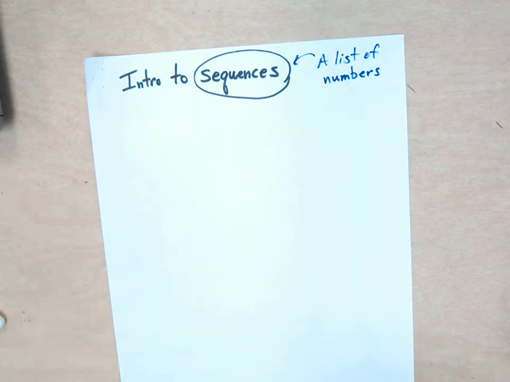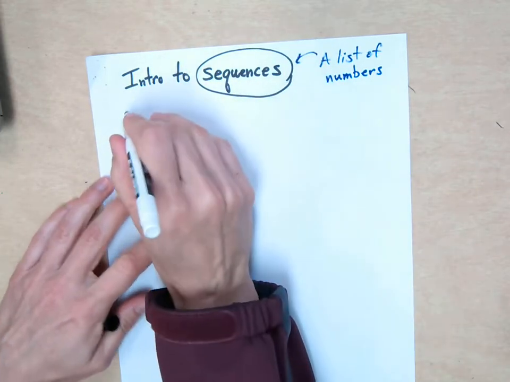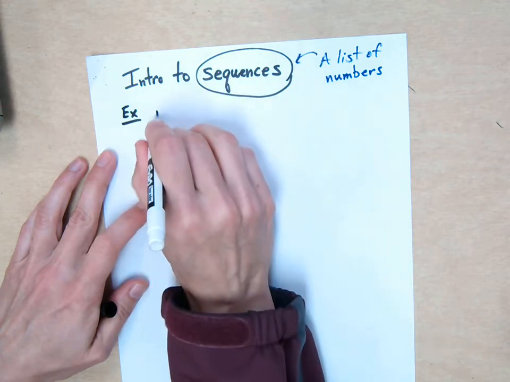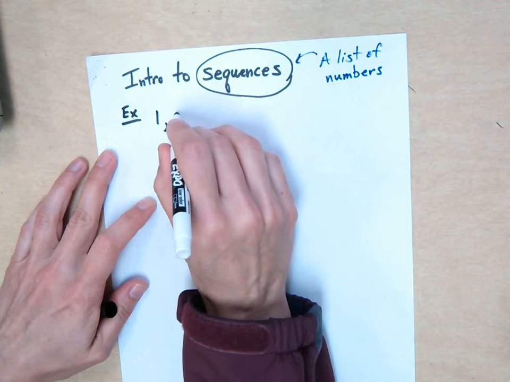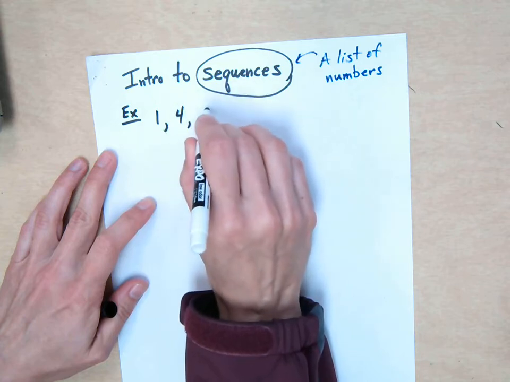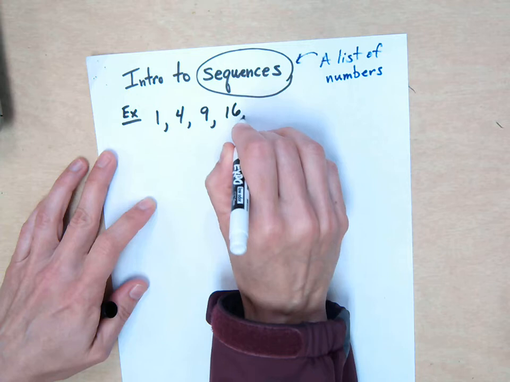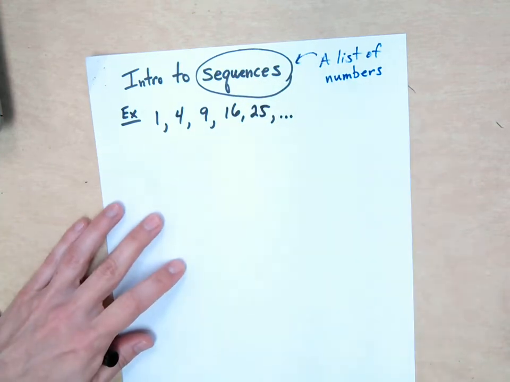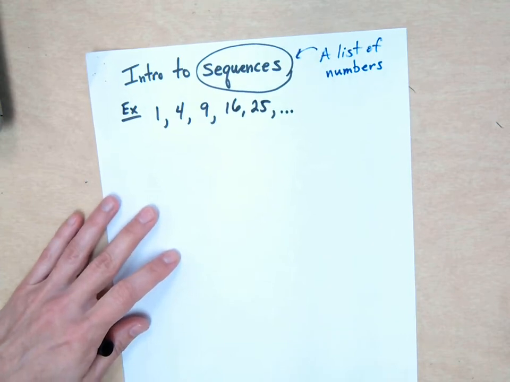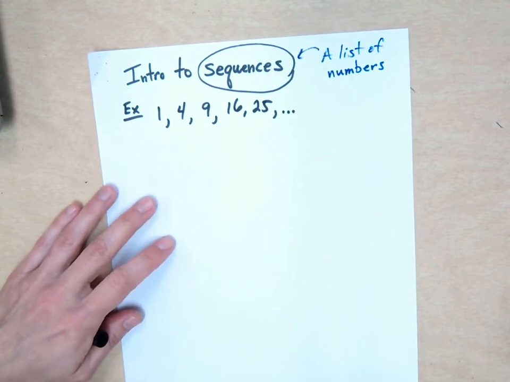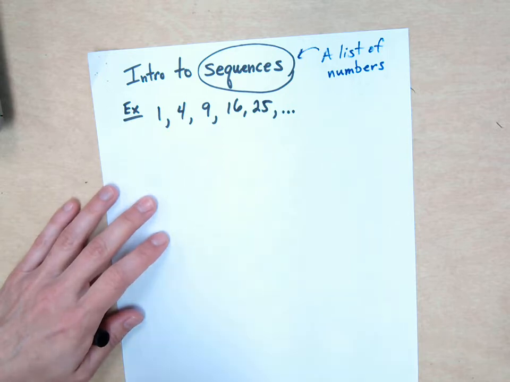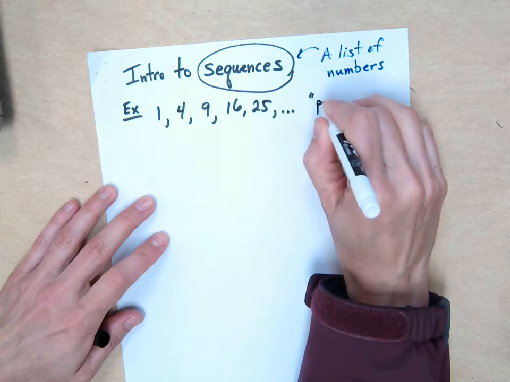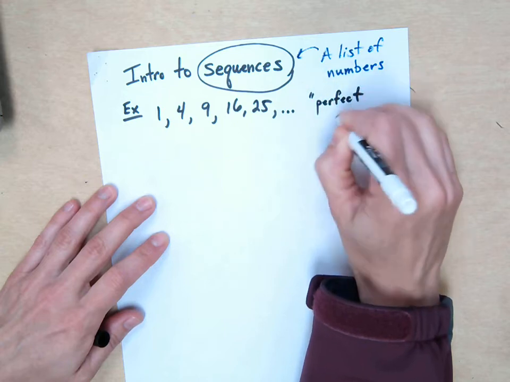So, for example, if we have something like this: 1, 4, 9, 16, 25, and they're separated by commas because it's a list. Dot, dot, dot means it continues on. Hopefully you see right away that those are our perfect squares. So you could describe it in words. You could say those are perfect squares.